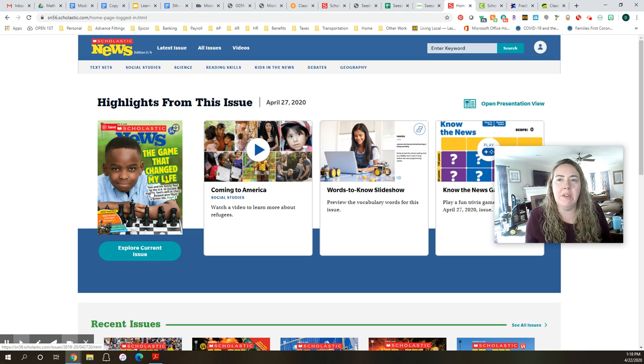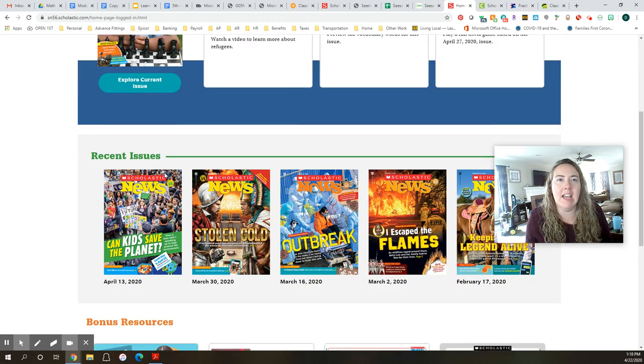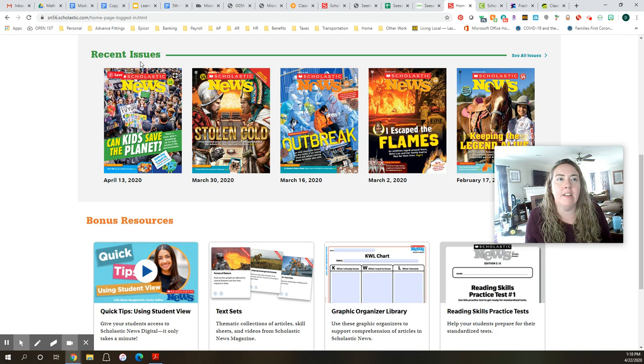And now this is the part where you have to pay attention. The article that we're going to be reading is in last week's issue of Scholastic News. There's already a new issue out. So we don't want the current issue this week. We're going to scroll down to where it says recent issues, and it is the issue that we worked in last week, Can Kids Save the Planet? Just go ahead and click on that.